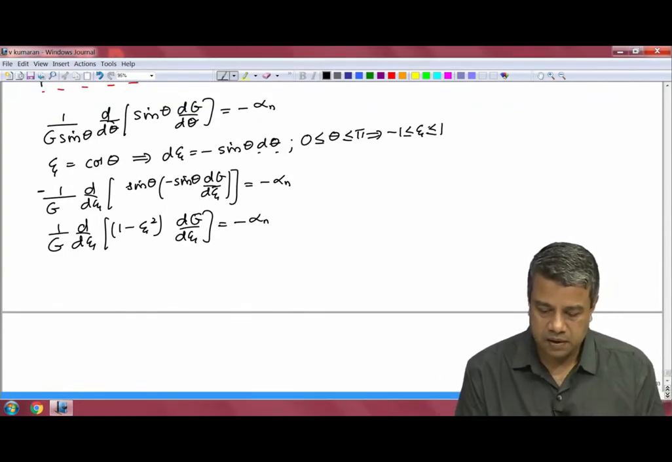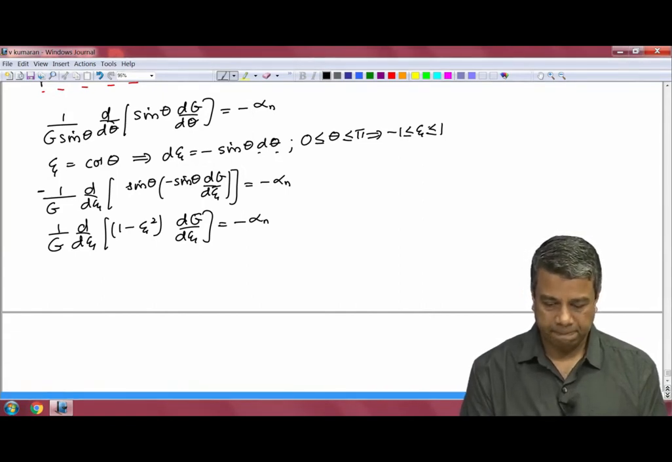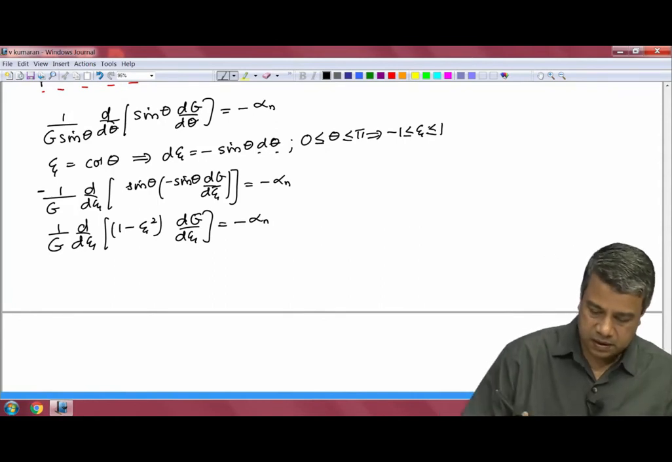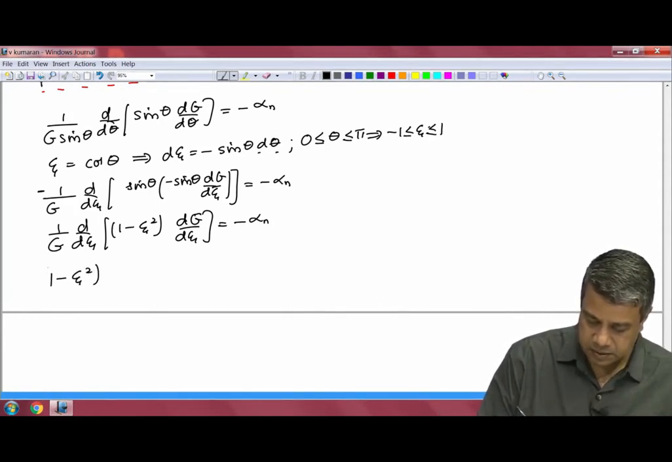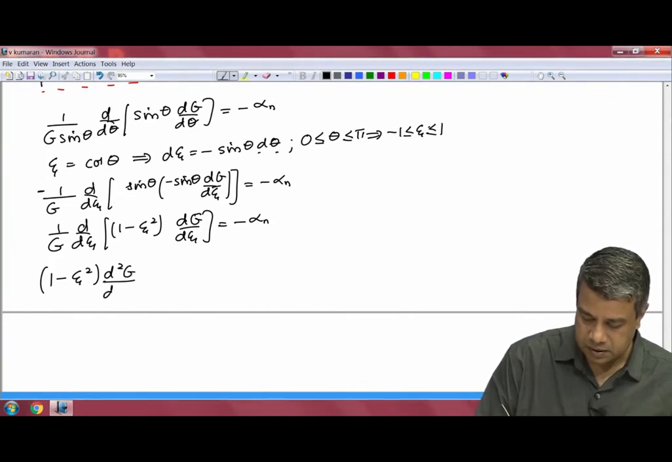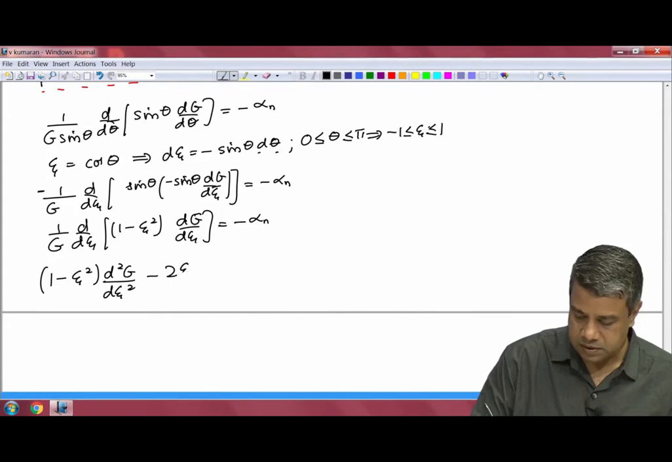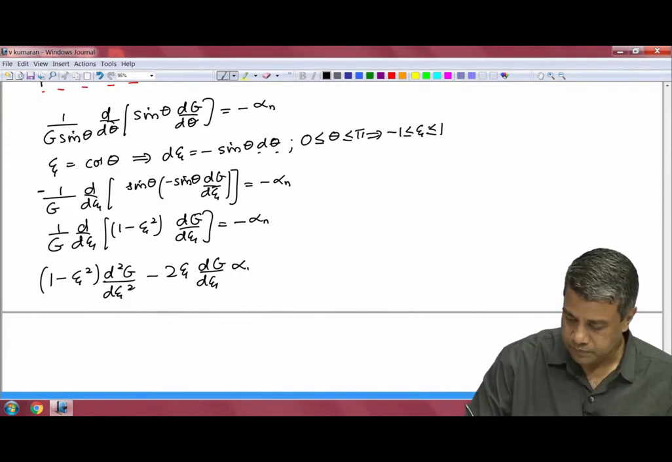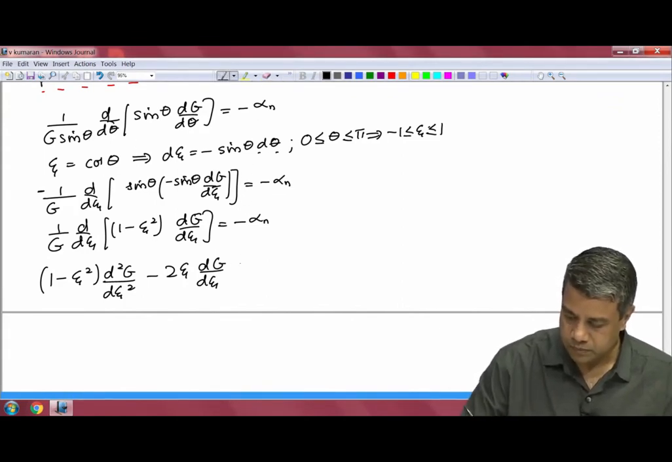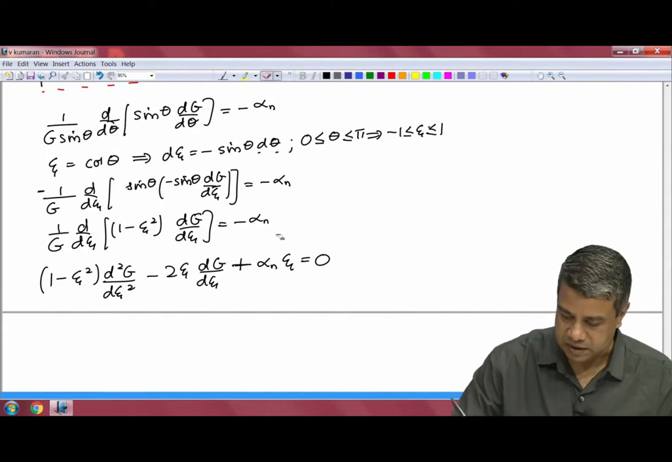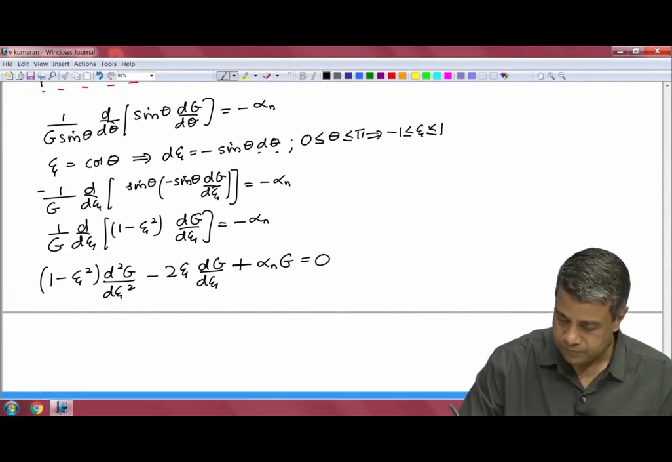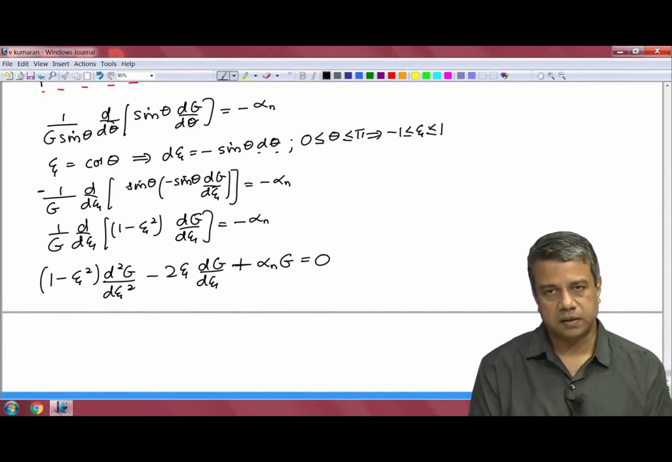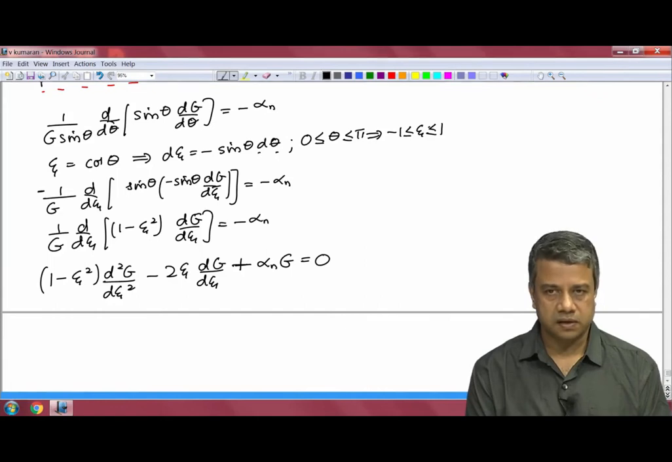And I have to find out the solution for this. I can expand it out and write 1 minus psi square d square g by d psi square minus 2 psi dg by d psi plus alpha n g is equal to 0. Multiply throughout by g and expand out the derivative, and this is what you will get.